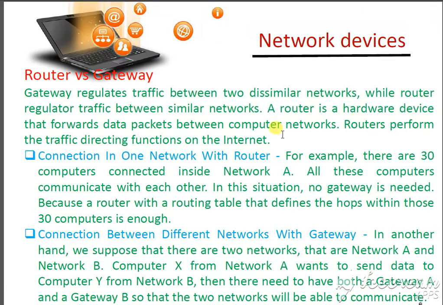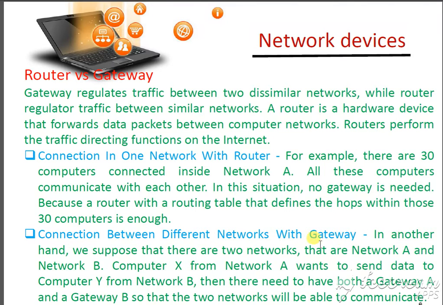A router is a hardware device which forwards data packets in the computer network. So a router performs traffic directing functions on the internet. Connecting to one network with a router: for example, there are 30 computers connected inside network A. All these computers communicate with each other. In this situation, no gateway is needed. We don't require any gateway because a router with its routing table can make this connectivity. Next is the connection between different networks with a gateway.